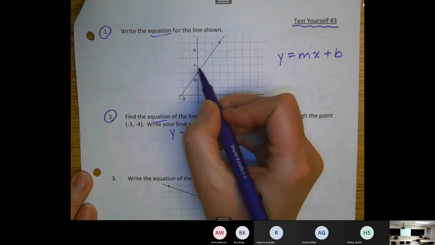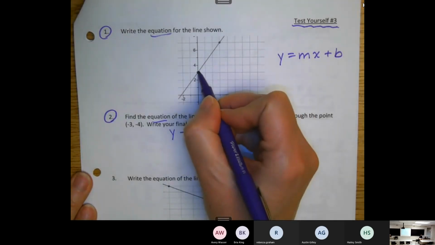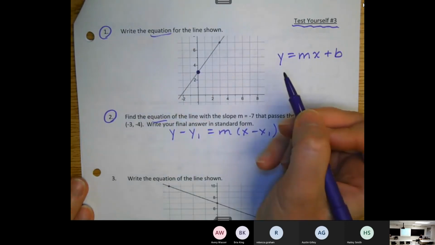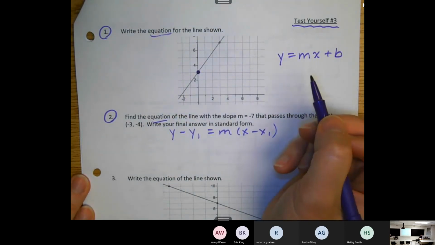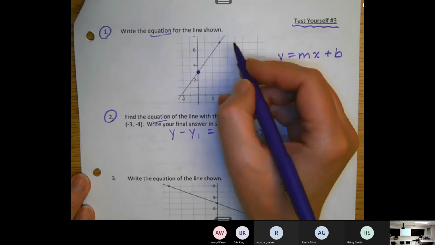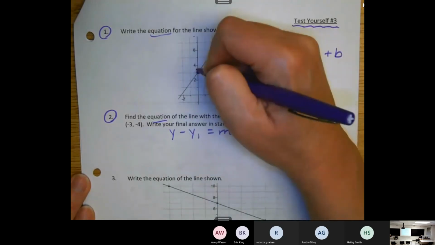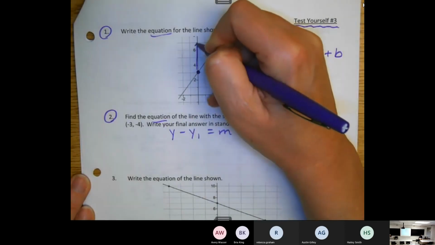You want to make sure you're on the right track. We need a little bit of a nudge. Remember, the y-intercept is a big help writing an equation when you have the graph like number 1. And rise over run would be a great way to find the slope.